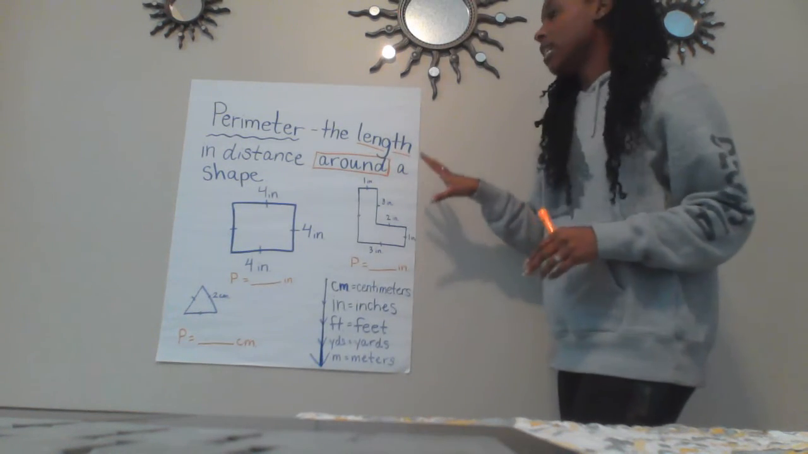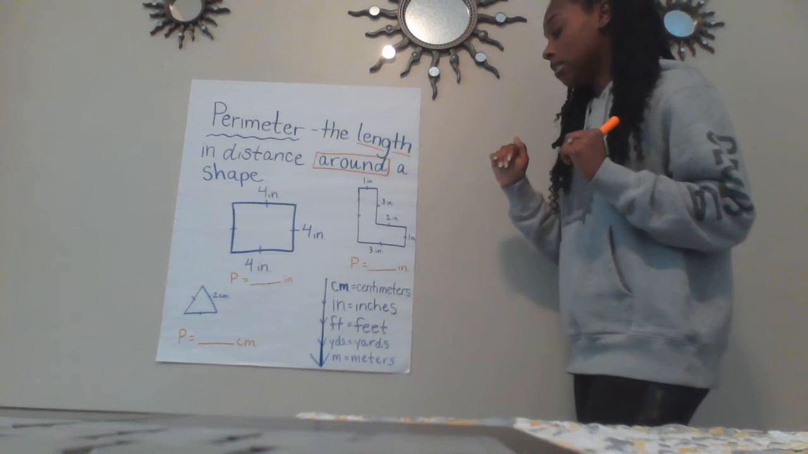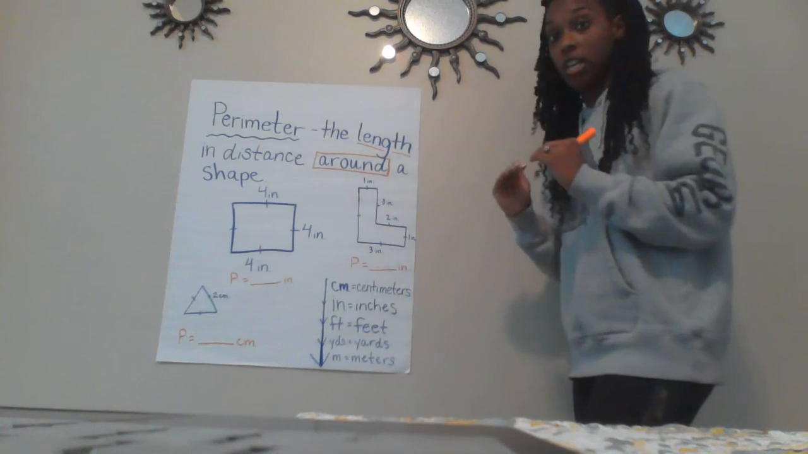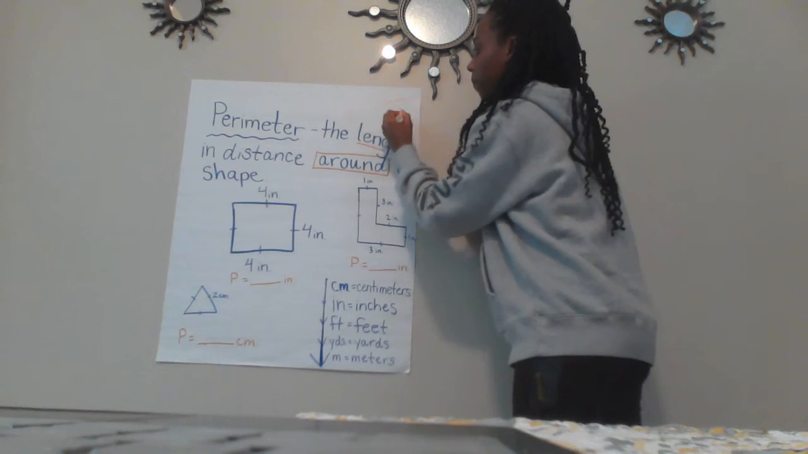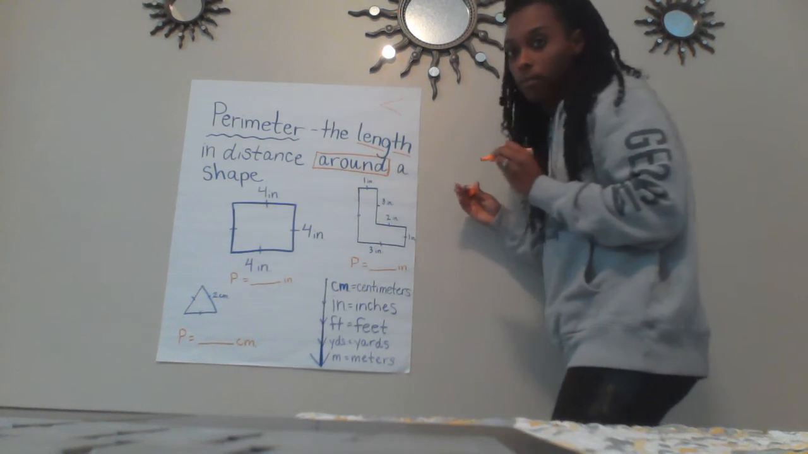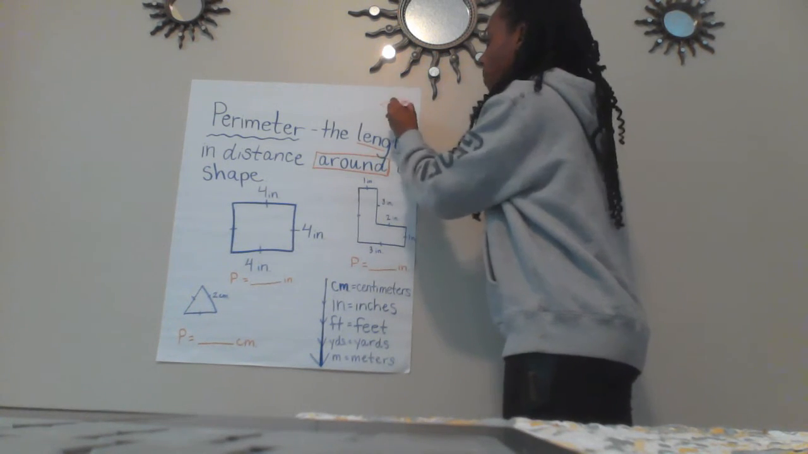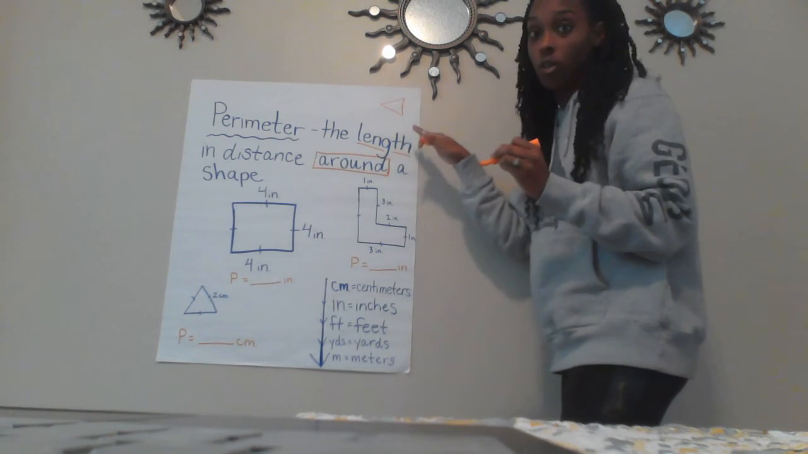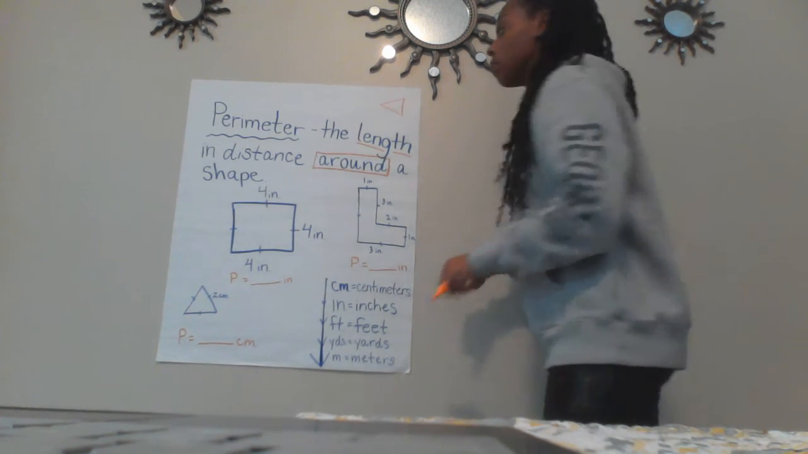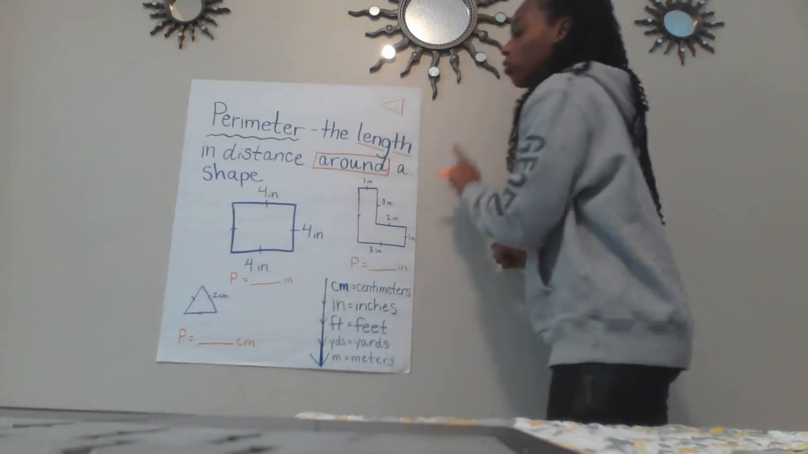So you can find the perimeter as long as it has sides and it is a closed shape. So you wouldn't be able to find the perimeter of that. That's not a shape, right? Sorry if you can't see that. But if you make sure that it's closed, that is a shape. You can find the perimeter of it. Okay? Got it? So the length and distance around a shape.